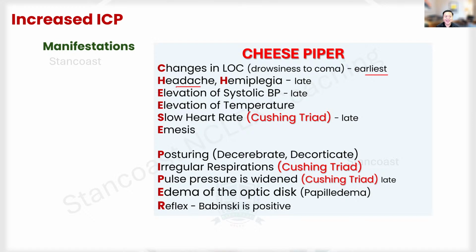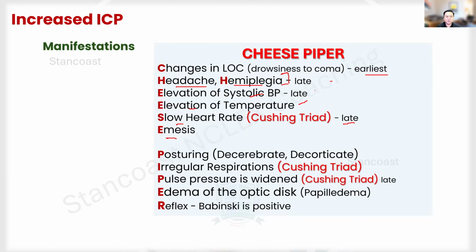We also have the headache, hemiplegia. All right, the hemiplegia is going to be a late sign. What else? There's going to be an elevation of the systolic blood pressure. This is also a late sign. As we know, there will be some compensatory mechanisms that occur when there is a brain injury. There's also elevation of the temperature, hyperthermia, as there is the uncontrolled release of the sympathetic hormone, the catecholamine. Remember about that. There's also slowing down of the heart rate, which is part of the Cushing triad. This is a late sign, the bradycardia.